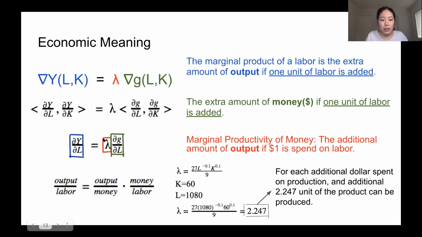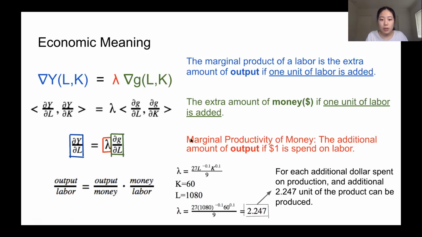And the lambda, in economics, we call it the marginal productivity of money, meaning the additional amount of output if $1 is spent on labor. So let's just look at this equation. This means the extra amount of output if one labor is added. This is the extra amount of money when one labor is added. This is the extra amount of output if $1 is spent. So we cancel the money, we get this equation. So the Lagrange multiplier works for economics.